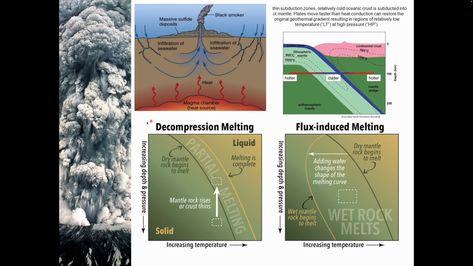And we've got our two different kinds of melting. We've got our decompression melting at our ocean spreading center, and then we have our flux-induced melting here at our subduction zone, where the actual wet mantle rock is melting because water has been added to the system, and that changes the shape of the melting curve.